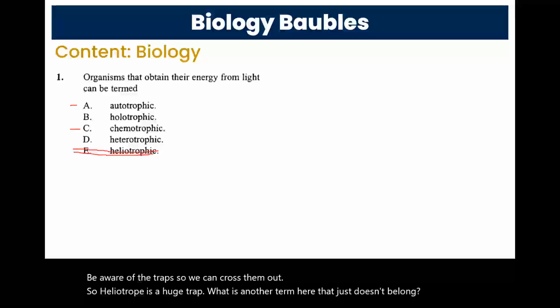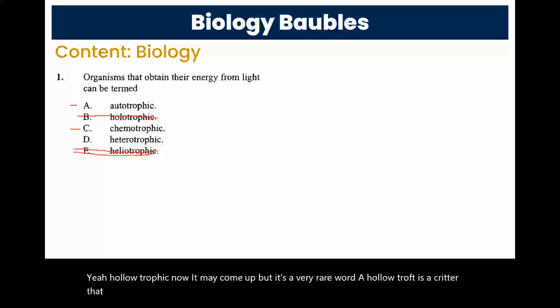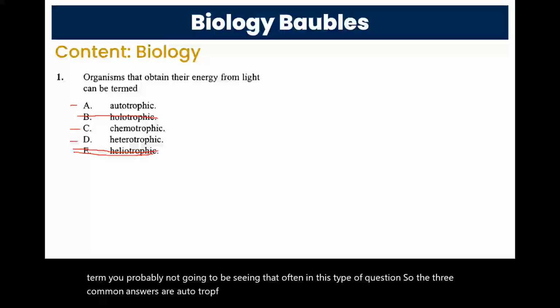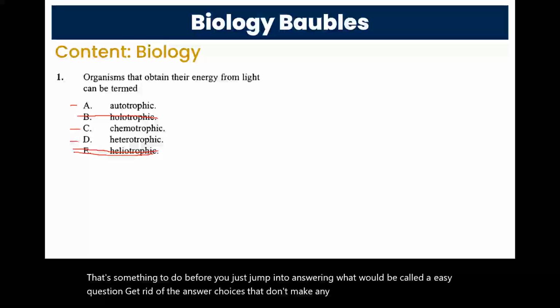Yeah, holotrophic. Now, it may come up, but it's a very rare word. A holotroph is a critter that consumes a whole other critter in whole. So like an amoeba is a holotroph. But that's a term you're probably not going to be seeing that often in this type of question. So the 3 common answers are autotroph, chemotroph, heterotroph. That's something to do before you just jump into answering what would be called an easy question. Get rid of the answer choices that don't make any sense, so now you're only choosing from a couple.